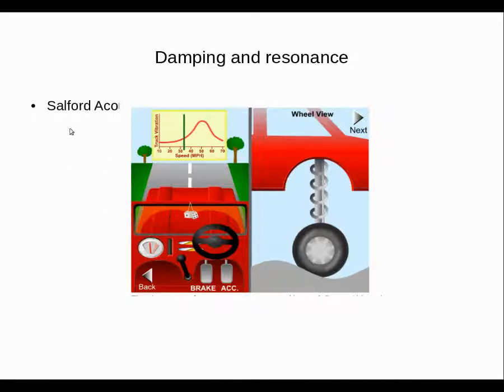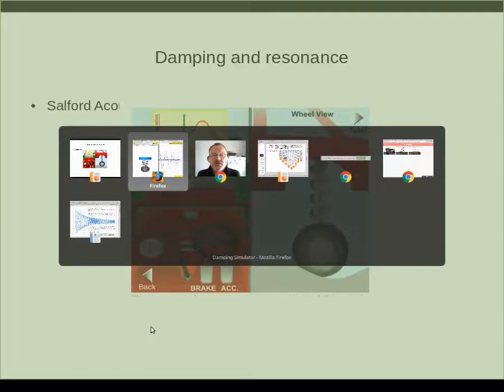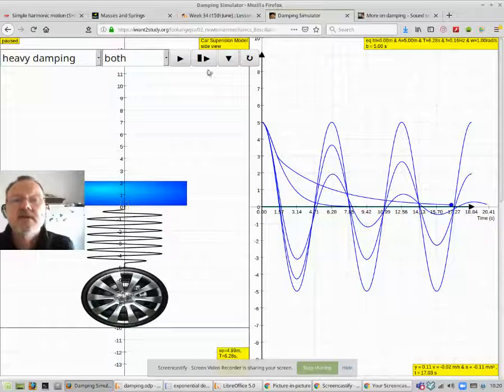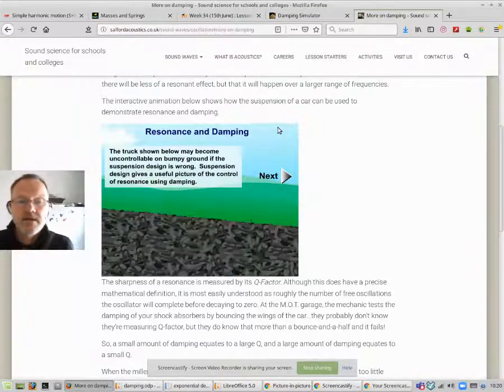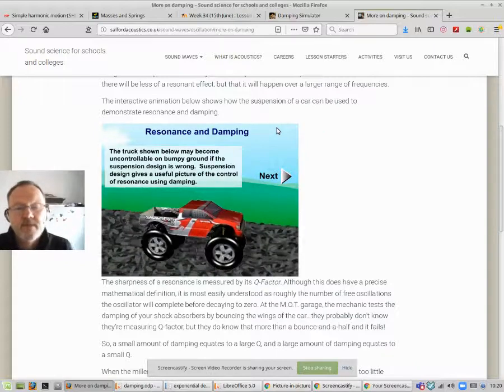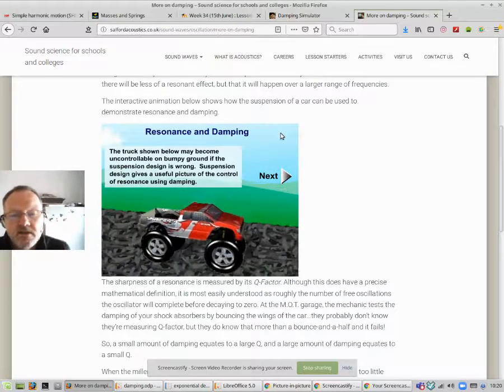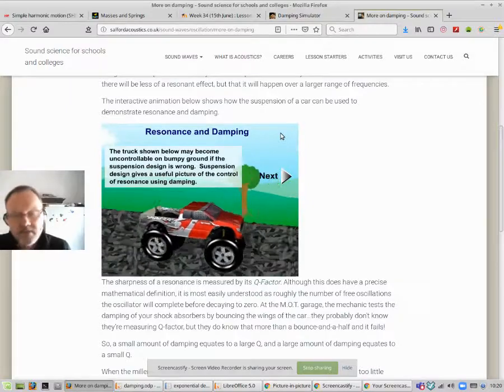To do this, I'm going to take you to a series of animations at Salford University. I should say Salford Acoustics. It's just overlaid by the graphic. But you can get the link to this again after the video. So let's look at Salford Acoustics. Okay, so this is quite a nice way of explaining it.